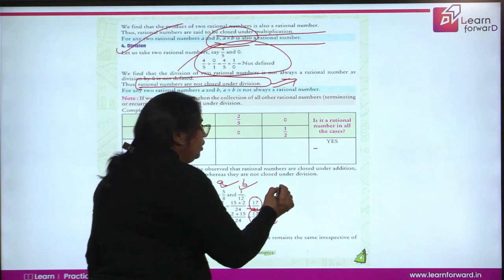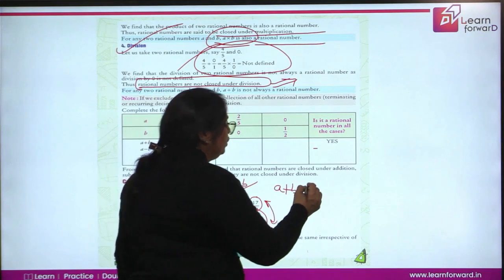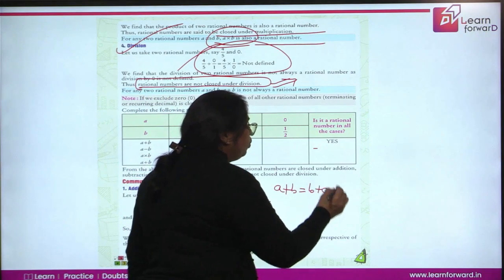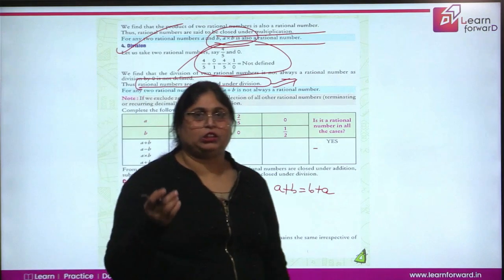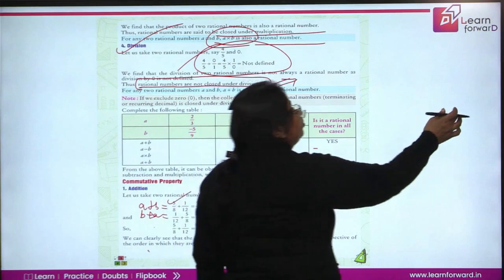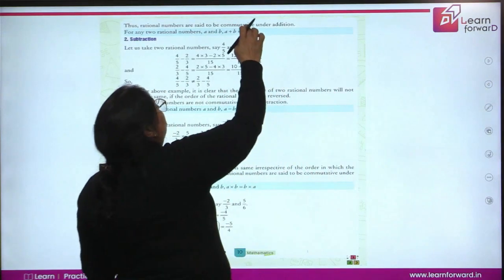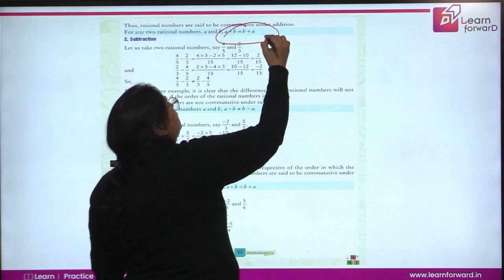So we can say the commutative property holds good for addition of rational numbers. Or we can say A plus B is always equal to B plus A.